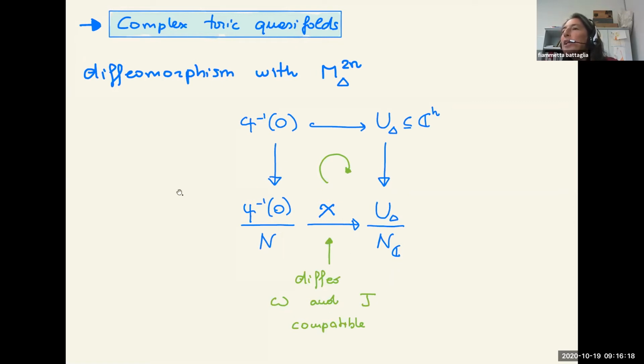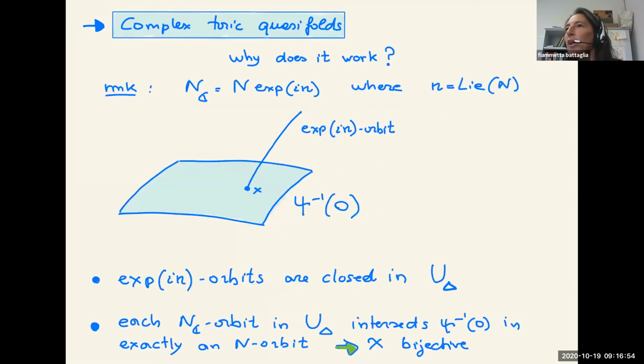And this picture that we have here is also very classical. In many different settings we can see that the symplectic reduction is isomorphic to the corresponding complex quotient. And so we have the same situation here. And why do we have this identification? What is it that makes it work?